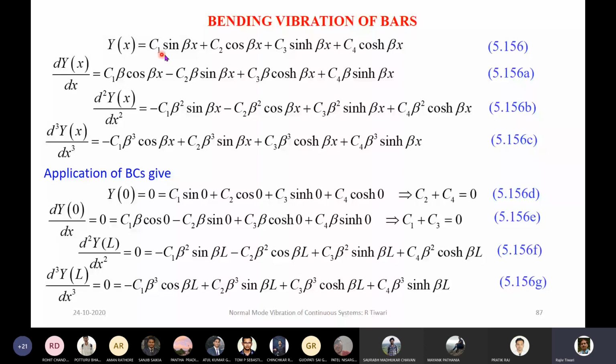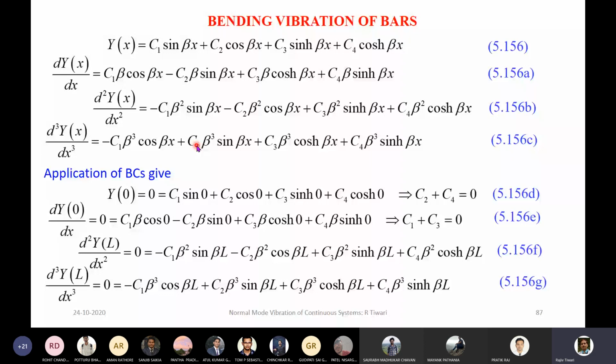So we need to differentiate this once to get the slope information. Also, because in bending moment we require the second derivative of this, we need to differentiate once more. Then in shear force we require the third derivative, so we need to differentiate a third time. So these three differentiations we need to do so that we are able to apply the boundary conditions which we have.